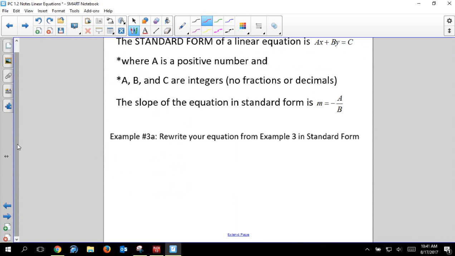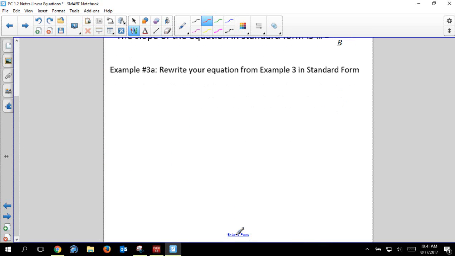So we're gonna rewrite our equation from example 3 and put it into standard form. So that was y equals, what was it? 3x minus 5? We're going to rewrite that into standard form. So to put it in standard form, we need to have the x's first. How do I take 3x on the right and move it to the left? Subtract it. Good.